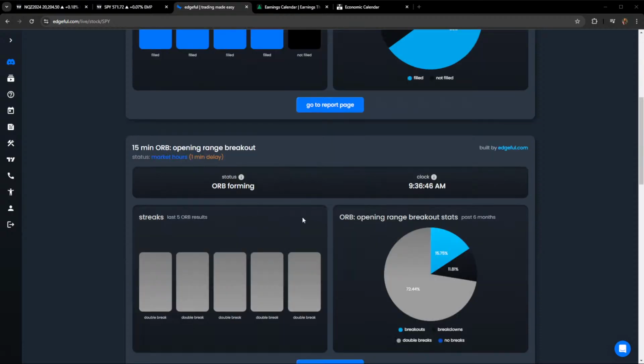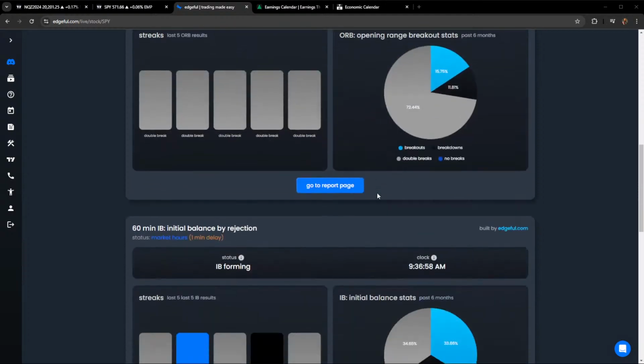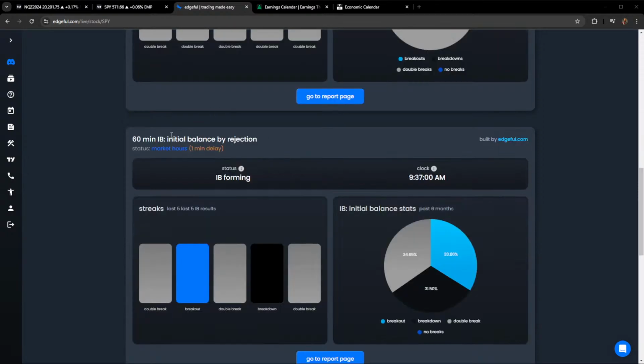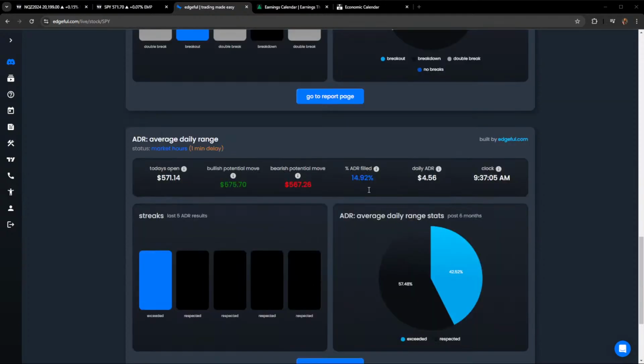I don't like to trade the first 15 to 30 minutes. Obviously on Edgeful we do have reports. You can customize this, so if you like the 30-minute ORB like me, you can go to the actual report page and do that. But this What's in Play, they have some of these already preset. IB, initial balance at 60 minutes, stats as this forms. Here's this one I really like.